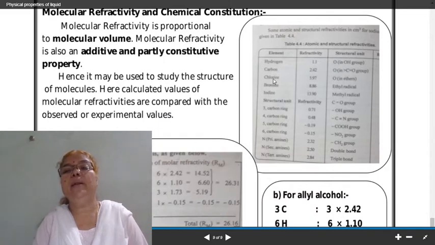And in this table here we have the elements like hydrogen, carbon, chlorine, bromine, iodine, and here there is a refractivity and here it is a structural contribution. Then for hydrogen the refractivity we have to add is 1.1. For carbon here it is 2.42. For chlorine here it is 5.97. For bromine 8.86. For iodine it is 13.9.